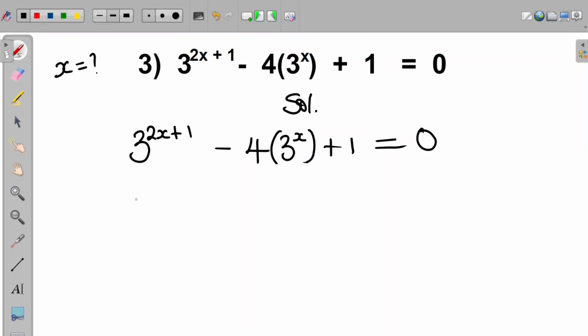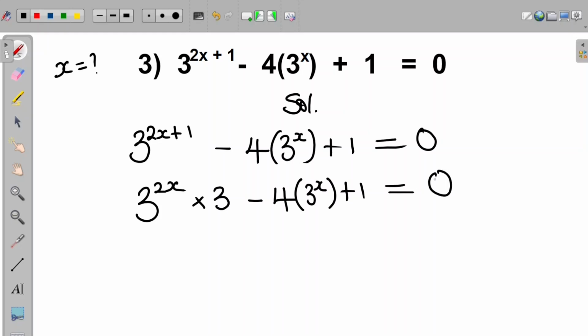So we have it that this is 3 raised to the power of 2x multiplied by 3 minus 4 multiplied by 3 raised to the power of x plus 1 is equal to 0. Now, recall that if I have a raised to the power of m plus n, this is also equal to a raised to the power of m multiplied by a raised to the power of n. This is the multiplication law of indices. So this law was applied here.